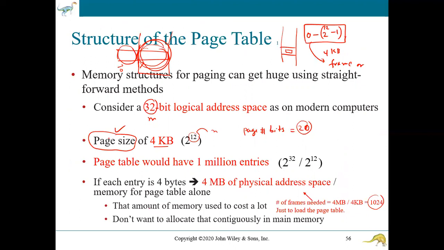Okay, so each page table entry is 4 bytes. That means the frame number is 32 bits. 2 to the power of 32. How many frames are possible? 32 bits, I already put that in here. So with 32 bits, how many frames are possible? 2 to the power of 32.